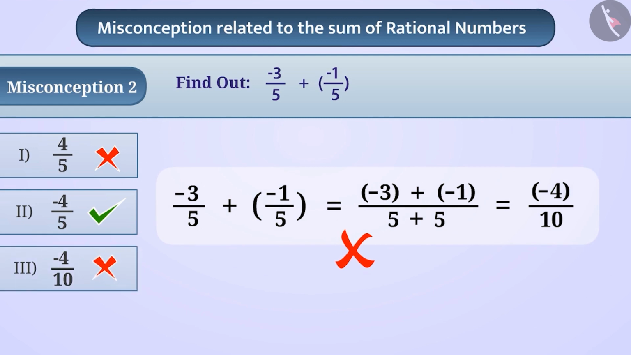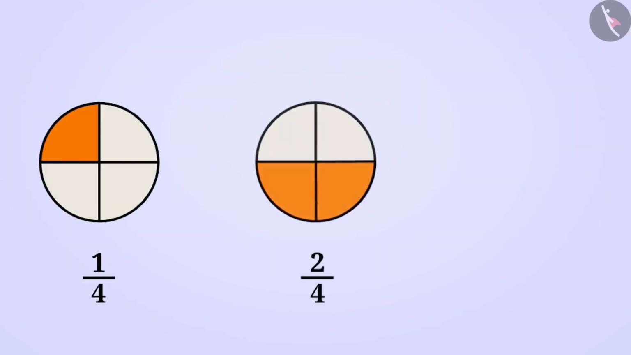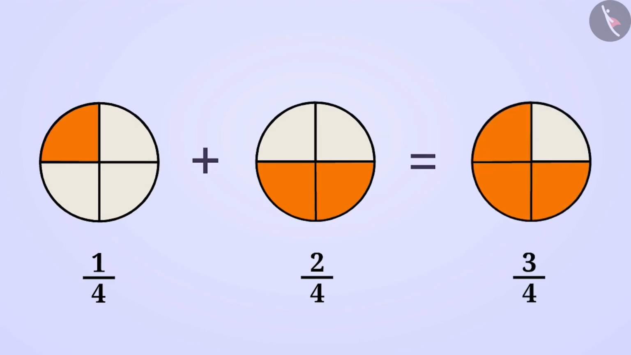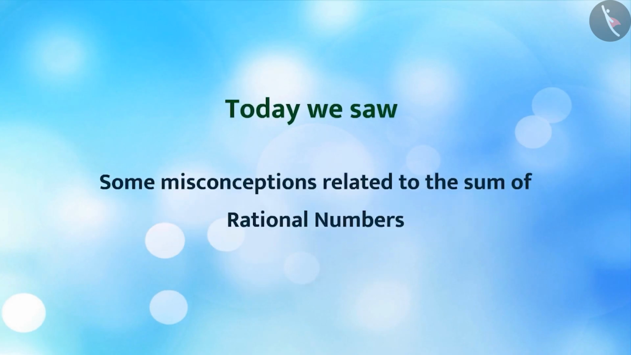This false belief arises due to lack of proper understanding of part and whole. Let's get a better understanding of this here. We have 1 by 4 and 2 by 4. If we put them together, we will get 3 by 4 and not 3 by 8. So now your misconceptions related to rational numbers must have been removed. Today we saw some misconceptions related to the sum of rational numbers.